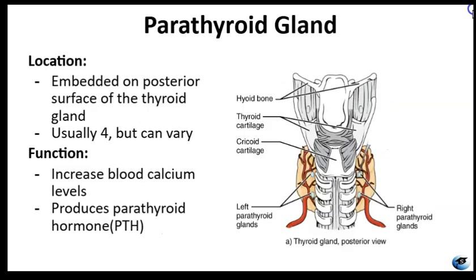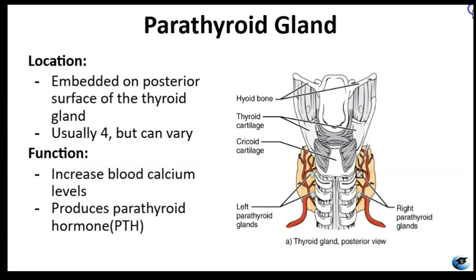Next, let's focus in on the parathyroid glands. These are small but essential structures that are often overlooked due to their size and location. These glands are typically found embedded in the posterior surface of the thyroid, and most people have 4 parathyroid glands, but the exact number can vary from person to person. Despite their size, the parathyroid glands are very important in calcium homeostasis.